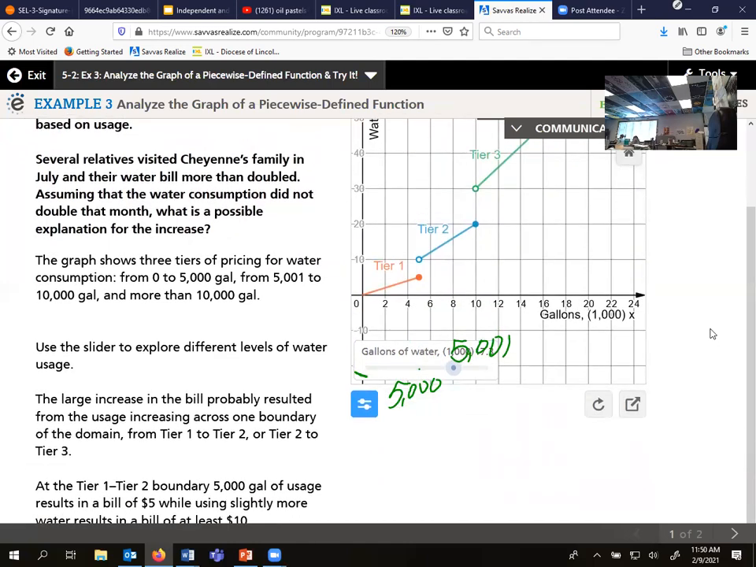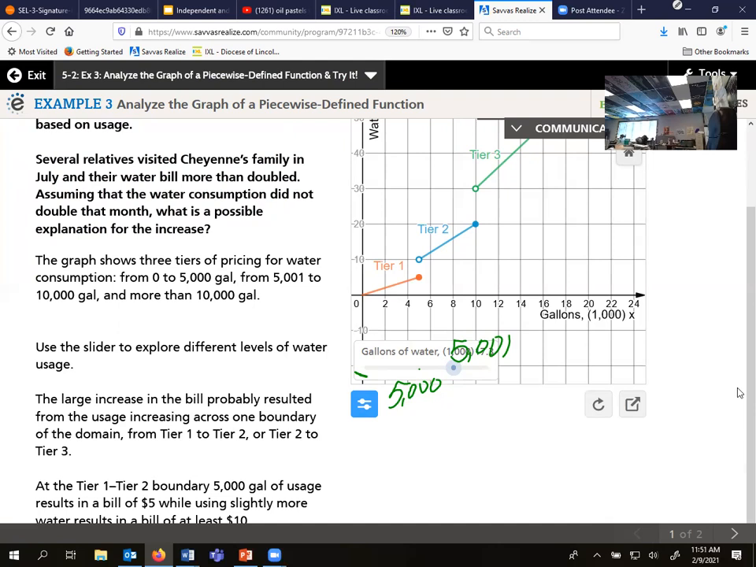Yeah, so the large increase in the bill probably resulted from usage increasing across one boundary, from either tier 1 to tier 2 or tier 2 to tier 3. At the tier 1, tier 2 boundary, 5,000 gallons of usage results in a bill of $5, while using just slightly more water results in a bill of $10. Kind of like a service charge. Oh, you're going to use 5,001 gallons of our water, you're going to have to pay $5 more. Oh, you think you can use more than 10,000 gallons of water? We're going to charge you $10 more. Just because you went over that certain amount.